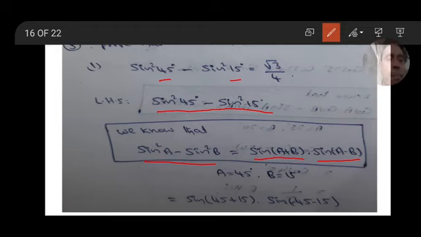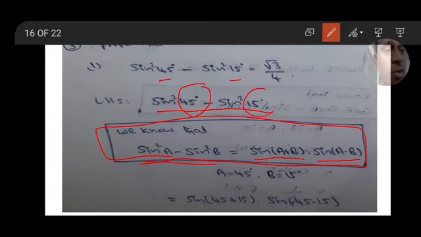Okay, sin square a minus sin square b equal to sin of a plus b into sin of a minus b. It is an identity. We discussed it in the previous class. Here a equal to 45 degrees, b equal to 15 degrees. So substitute in the formula: sin of a plus b, sin of 45 plus 15, into sin of a minus b, sin of 45 minus 15. 45 plus 15 means 60, 45 minus 15 means 30.